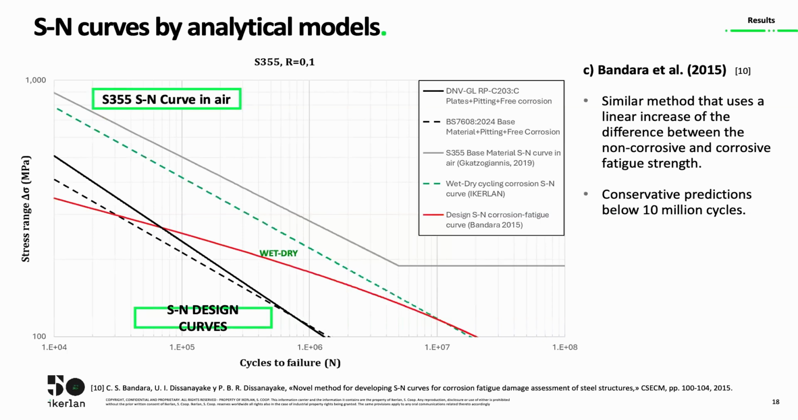And finally, the last analytical method that we considered in this research was the method proposed by Vergara. This is a method similar to the previous one, which uses a linear increase of the difference between non-corrosive and corrosive fatigue strength. In this prediction, the conservative predictions were below 10 million cycles.